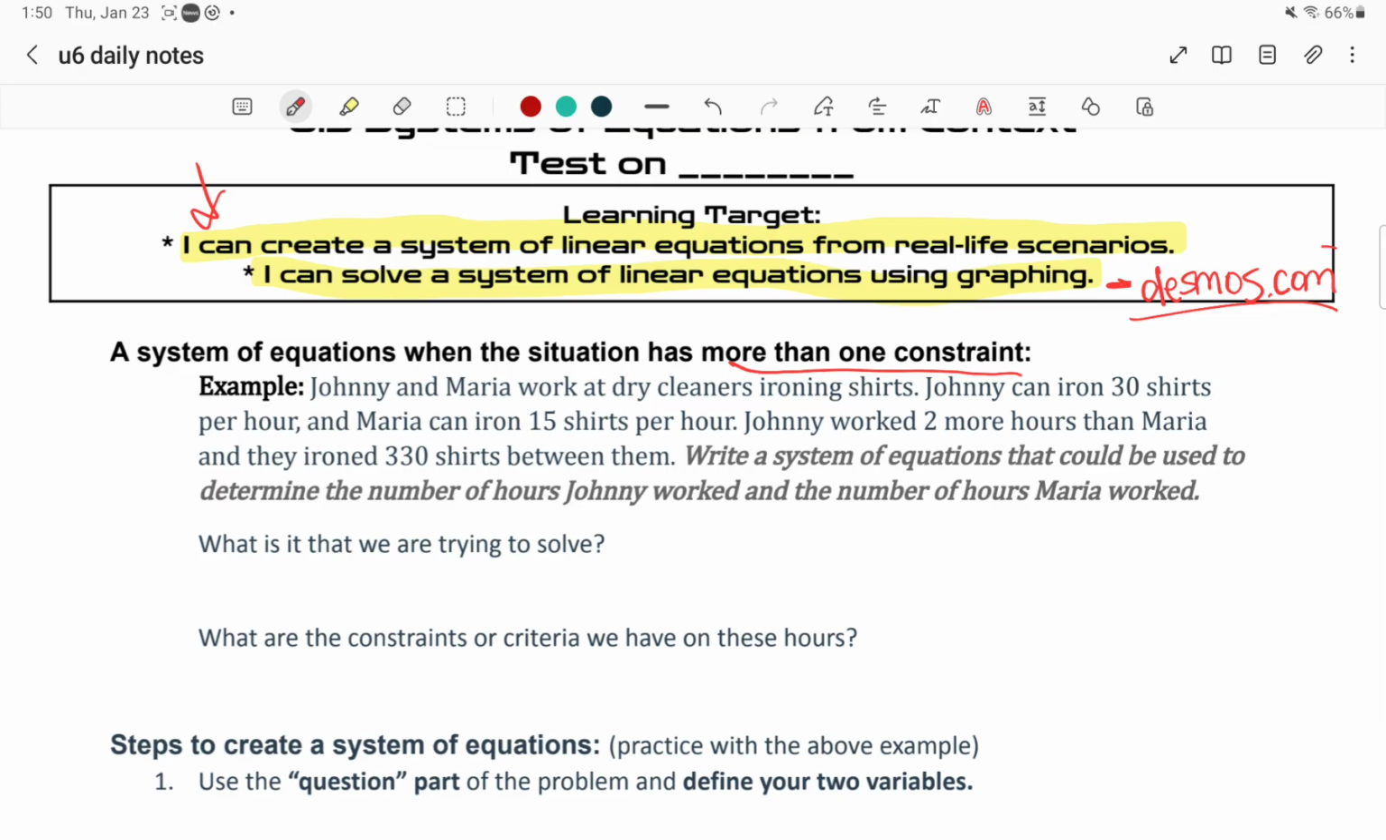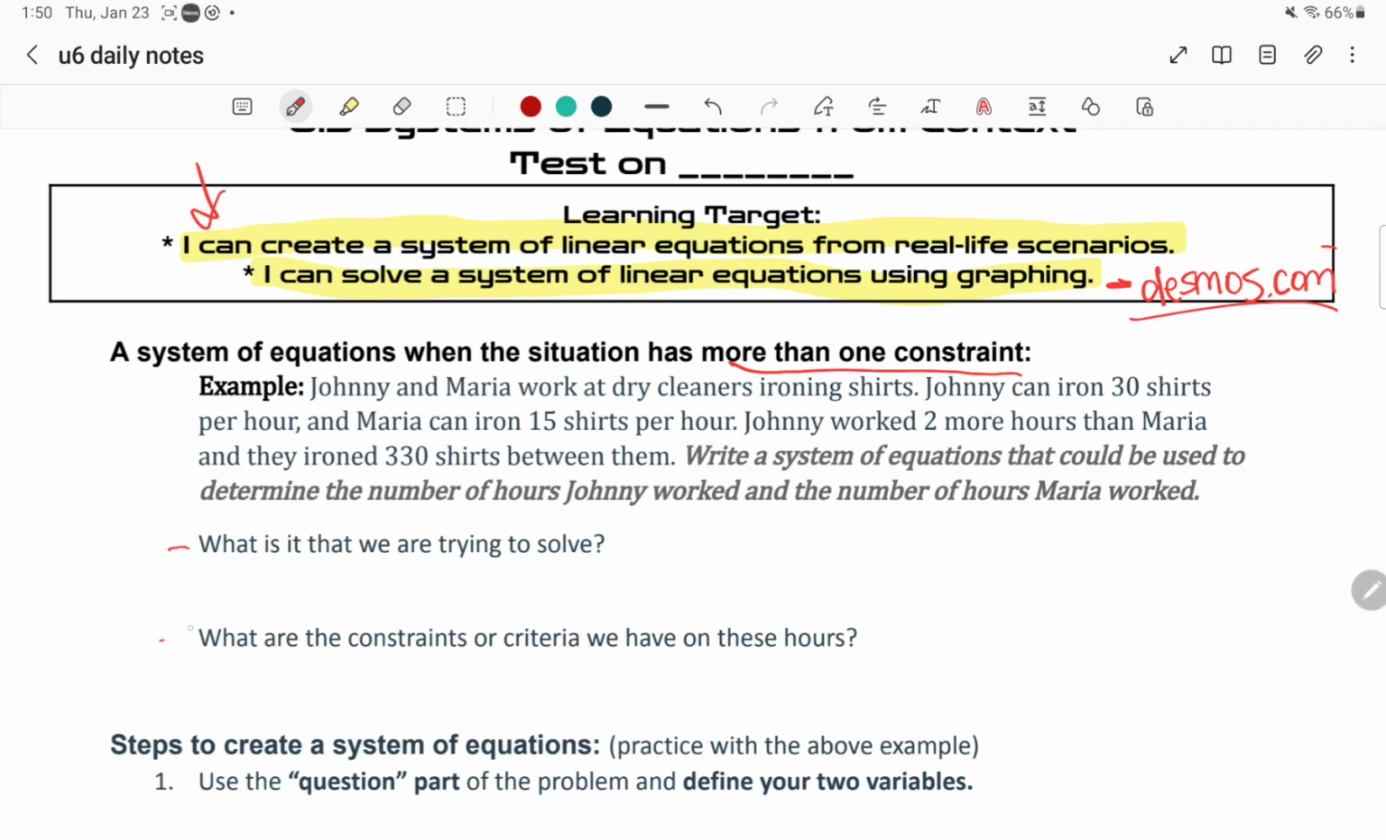For our first problem, we're talking about Johnny and Maria working at a dry cleaners, ironing shirts. Johnny can iron 30 shirts per hour and Maria can iron 15 shirts per hour. Johnny worked 2 more hours than Maria, and they ironed 330 shirts between them. Write a system of equations that could be used to determine the number of hours Johnny worked and the number of hours Maria worked.